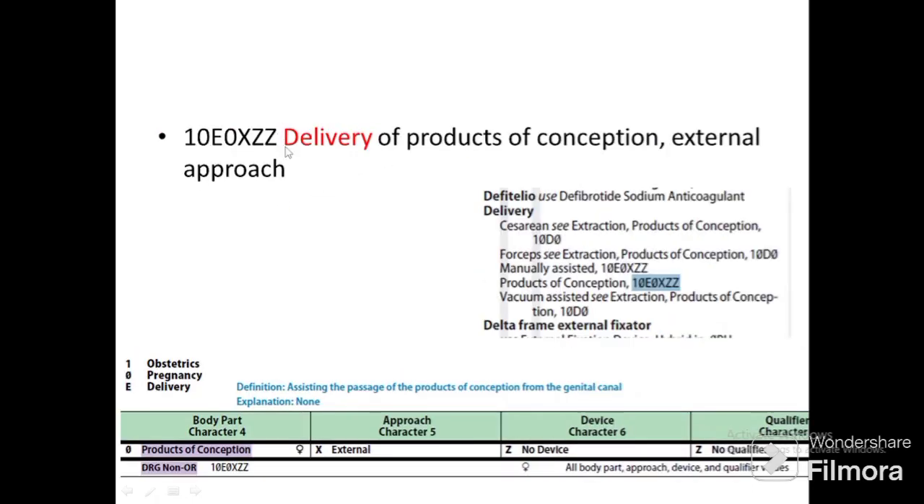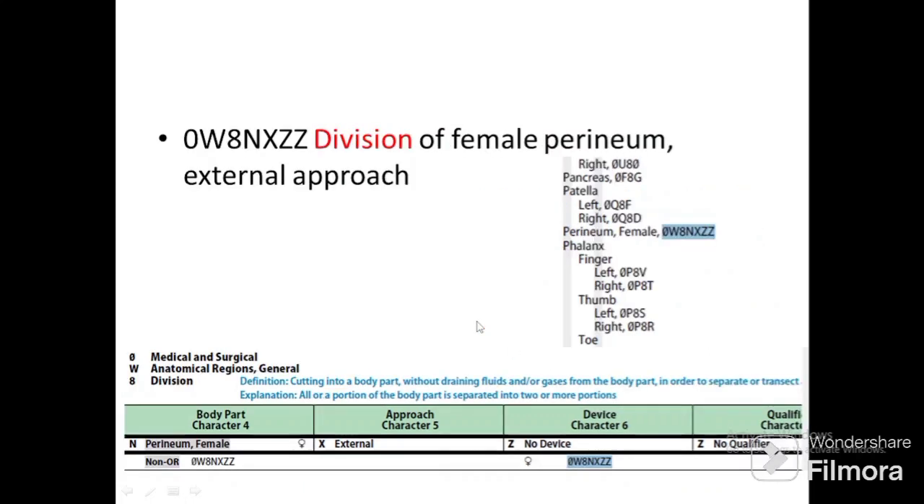First we should code for normal delivery, that is we should use the term delivery from the index, and in the index, delivery, products of conception, 10E. So we should go to the table 10E, products of conception, external approach, no device, no qualifier. So next we should code for episiotomy. So episiotomy comes under the root operation division. So division, and under division we should search the term perineum. So perineum, female. So 0W8. So we should check the table 0W8 and perineum, external approach, no device, no qualifier.